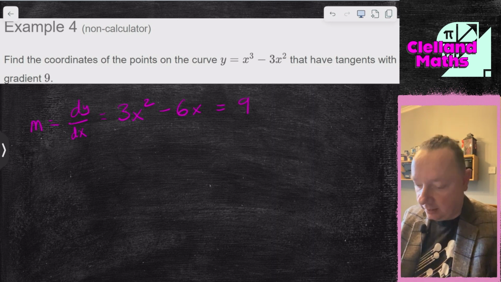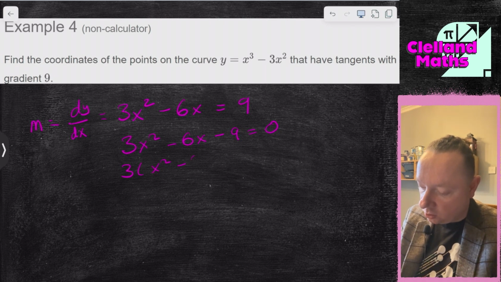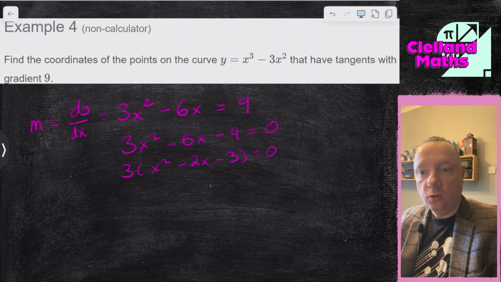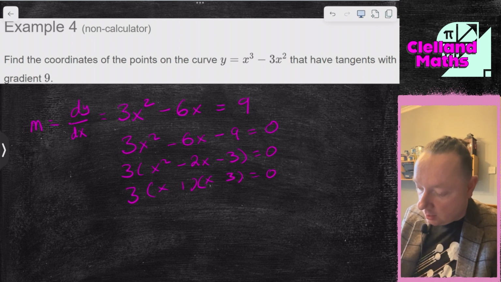Well, that's a quadratic. So quadratics need to be equal to 0. So I'll make it equal to 0. Common factor first is 3. x squared minus 2x, minus 3. 3 3s is 9. And then we need to factorize that as well. So I'm going to factorize that by going double brackets. x and x, 3 and 1. So we've got 3 times 1 is 3, minus 3 plus 1 is minus 2. So therefore, x equals minus 1 and x equals 3.